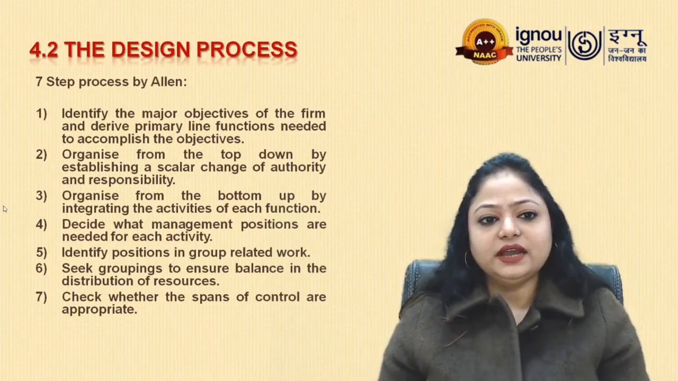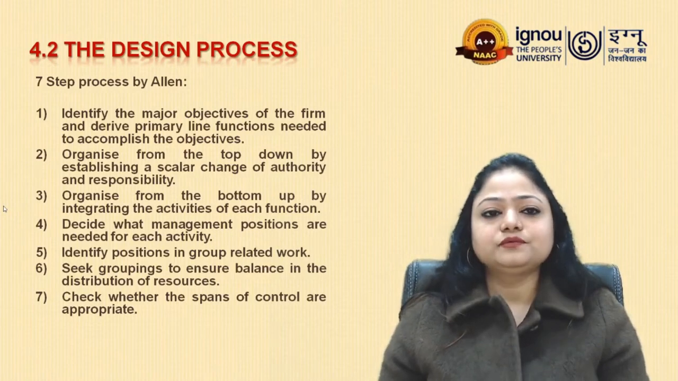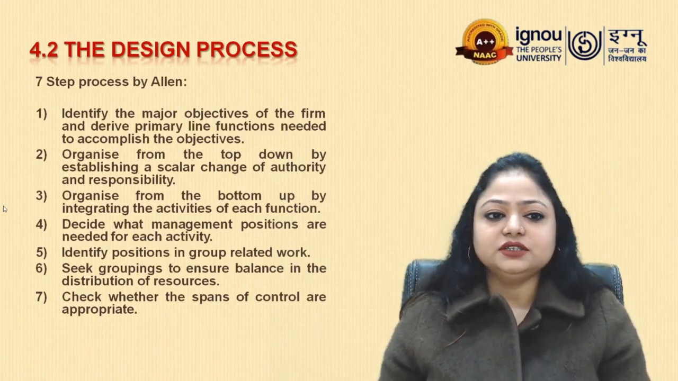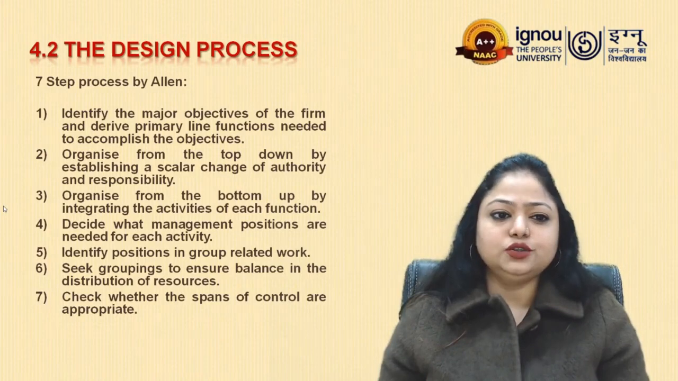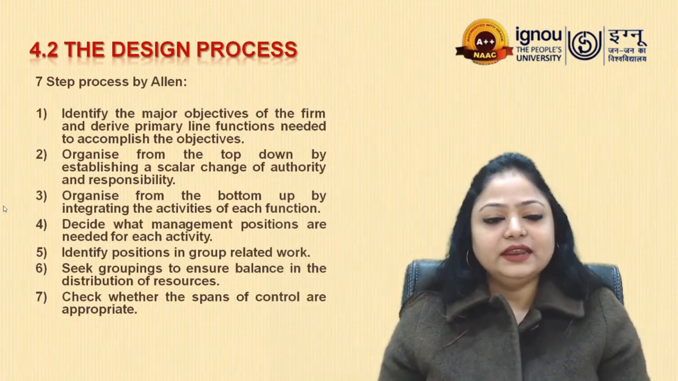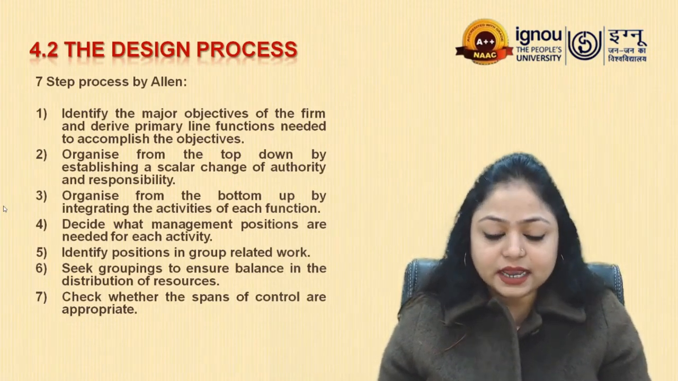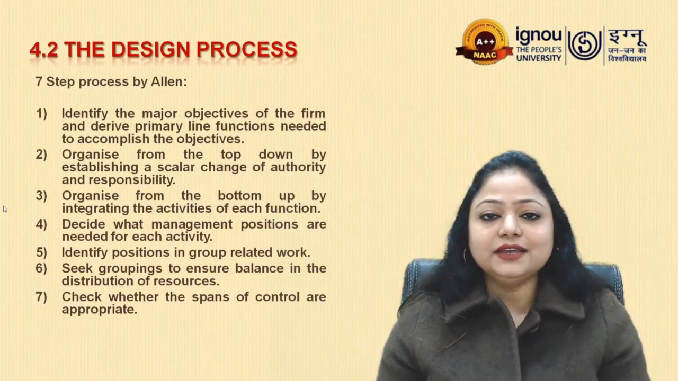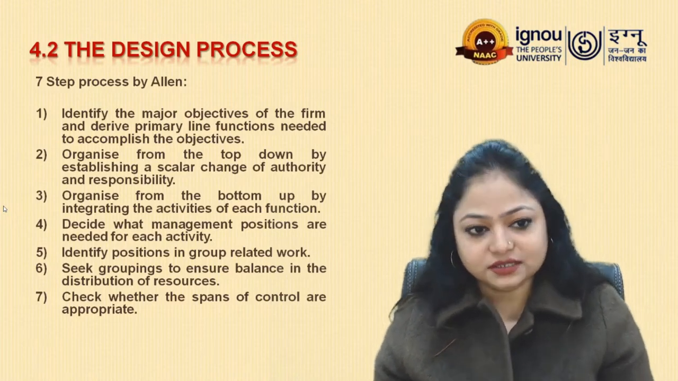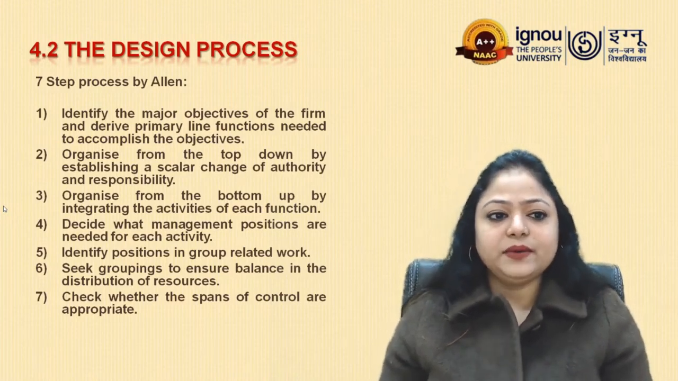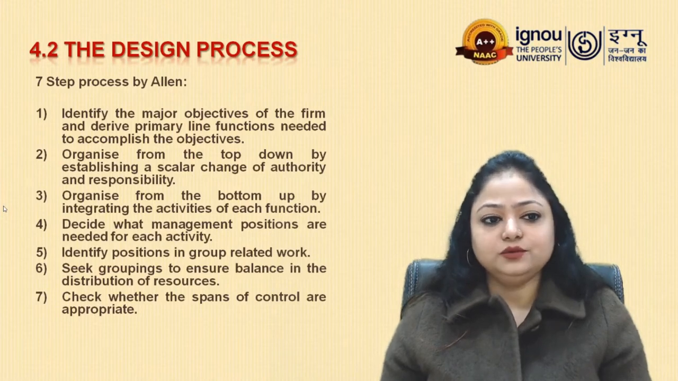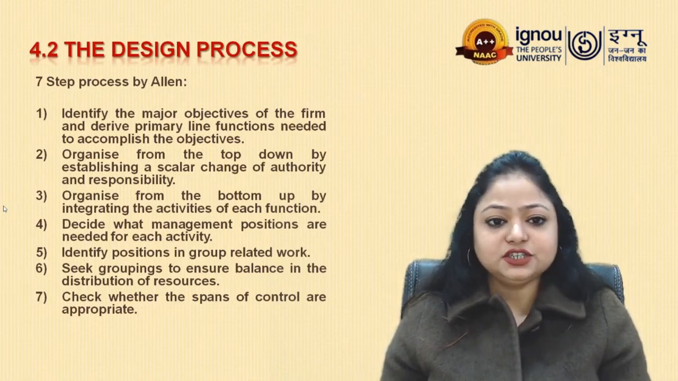Okay, so by Allen there is a 7-step process for the entire design of the organizational structure. So first we need to identify the major objective of the firm, and derive the primary line functions needed to accomplish those objectives. Whenever there is any type of planning, any type of management function, we first try to define or chalk out the various objectives of conducting that particular process. So the second step here is to organize from the top down by establishing a scalar chain of authority and responsibility.